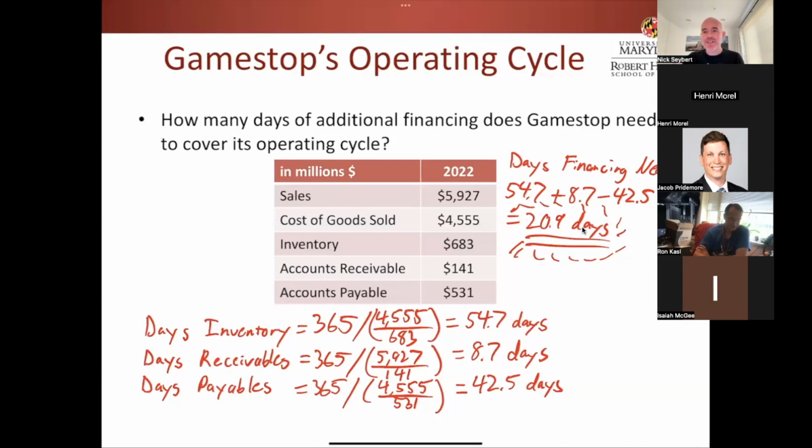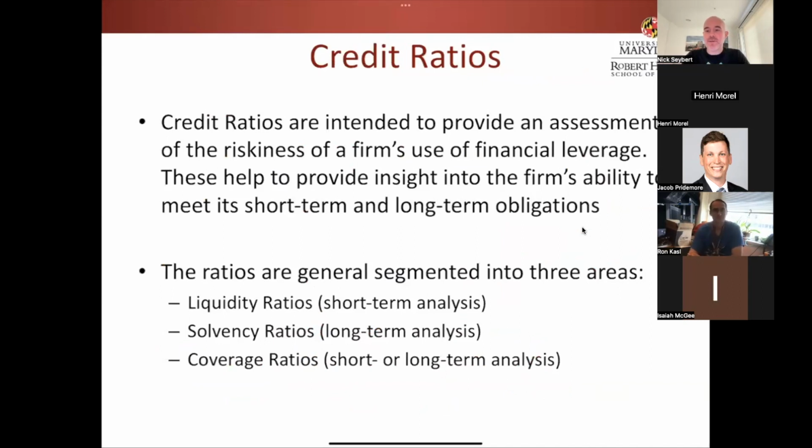Okay, so this bridges the gap between profitability analysis and credit analysis, which we're going to get to right now. Even though we always kind of had debt there because we were talking about leverage, we've now done an analysis using some profitability turnover ratios that tell us something about how much external financing a company needs. So that brings us to credit ratios.